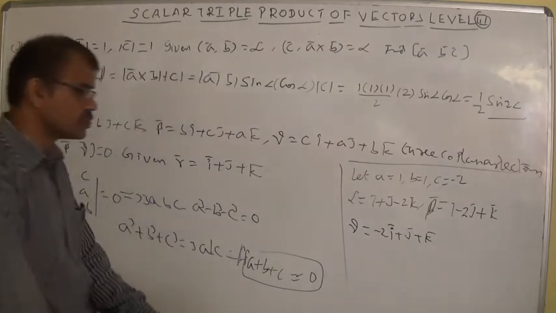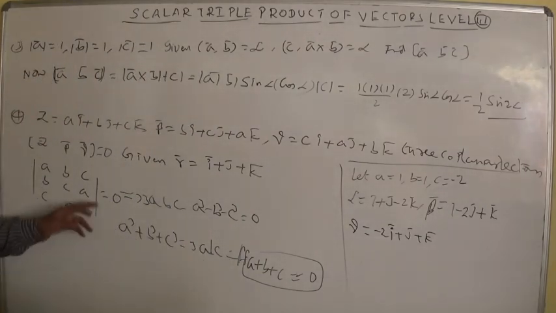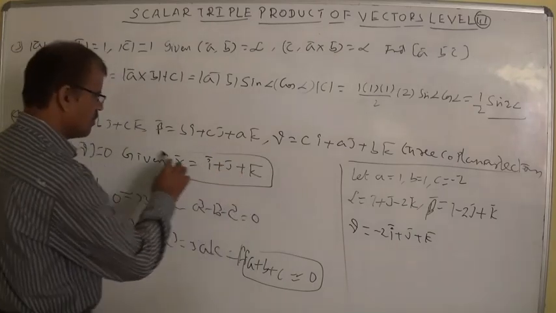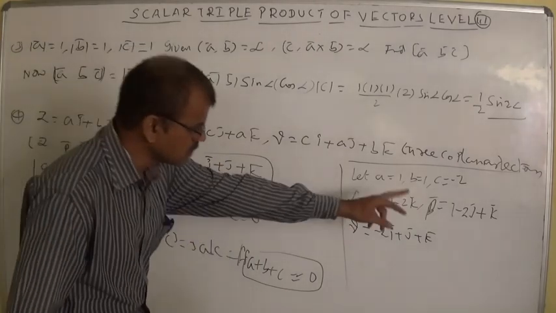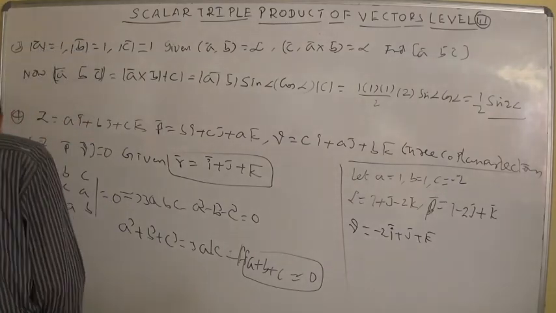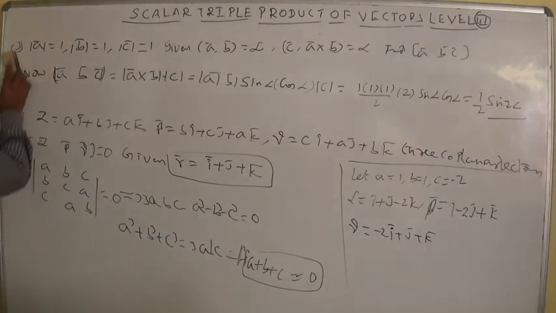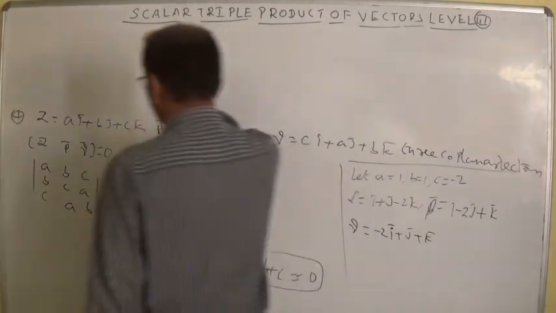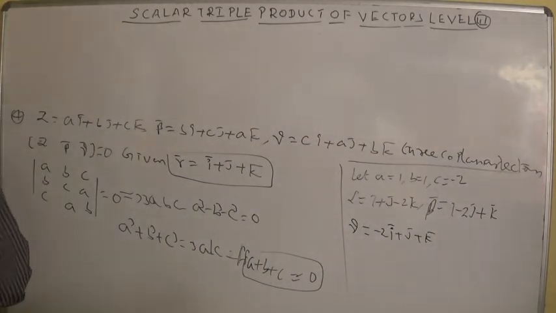Now we should verify whether the vector R bar is equal to i plus j plus k is perpendicular to this or this or this. So let us verify whether R bar is perpendicular to alpha or beta or gamma, or both, or all 3.